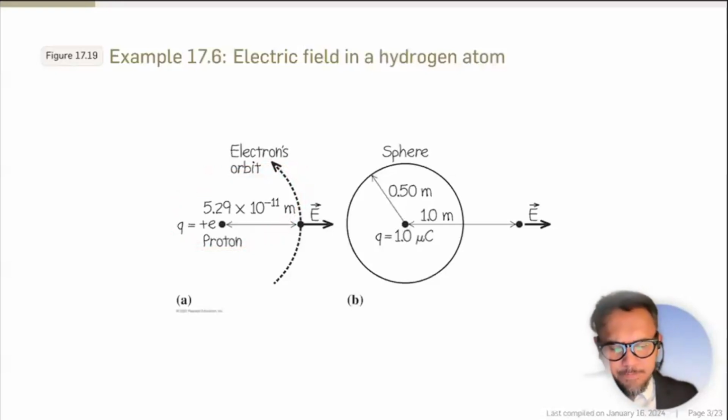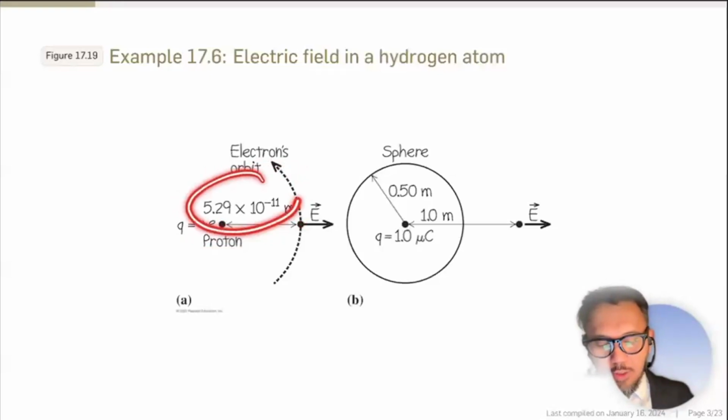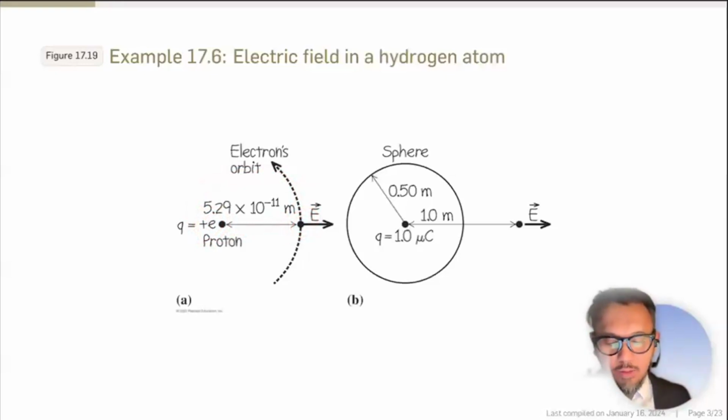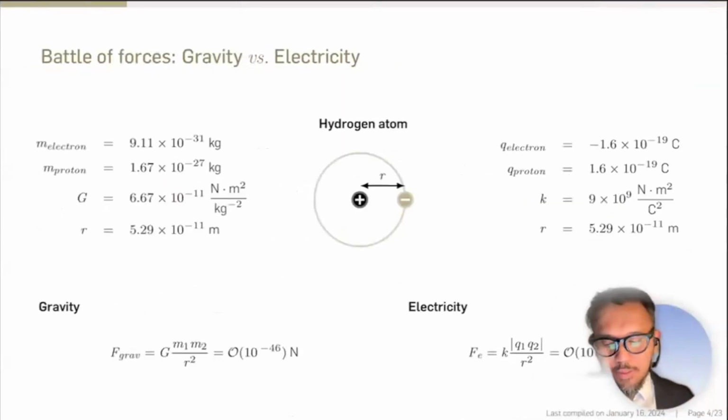And so if we want to calculate the electric field, the electric attraction between protons and an electron, if we know the distance and we know the charge of a single proton and a single electron, then we can calculate the value. I'm just putting all the numbers here.